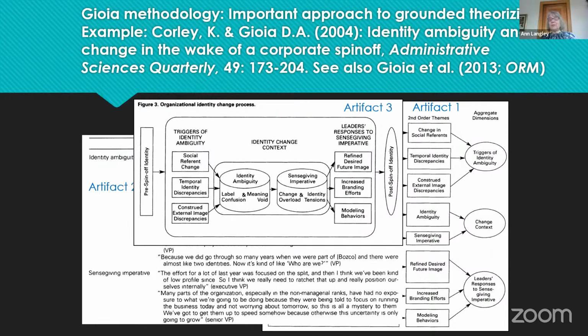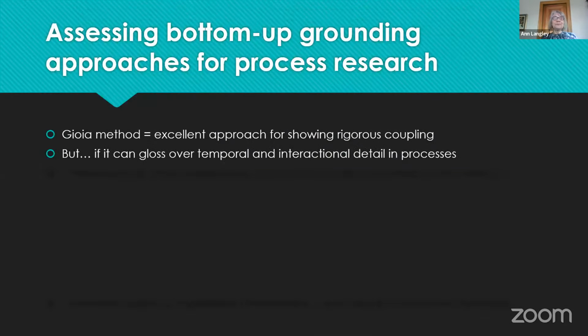What you don't see in the paper, of course, is all of the back and forth that they must have had to do to get to the data structure in the first place. This does not suddenly appear, right? You need to know what you're doing. So this is much more complicated than it looks. Looking at this approach, it's really a brilliant approach to show in a paper the rigor of your coupling between the data and your theory.